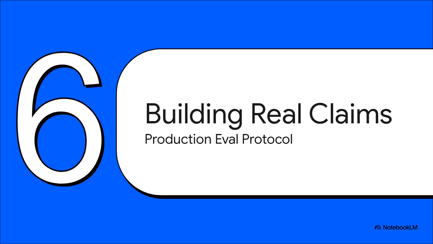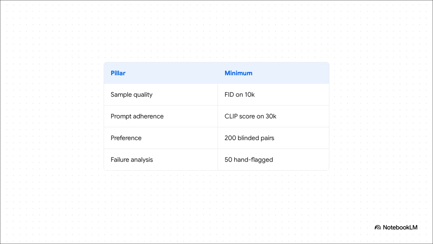Finally, Section 6, building a real claim. Production eval protocol. With all these failure modes floating around, how do we actually separate the wheat from the chaff? Well, this is what an ultimate production evaluation protocol actually looks like today. We are moving far away from easily gameable single metrics and shifting to a comprehensive four-pillar system. Just look at the absolute minimums required to be taken seriously now. You need sample quality using an FID on at least 10,000 images against the held-out set of real images. You need prompt adherence tested across 30,000 images. You need preference determined by at least 200 blinded head-to-head pairs against the baseline. And crucially, you need failure analysis, at least 50 randomly sampled outputs hand-flagged for known issues like mangled hand anatomy or just total gibberish text rendering.